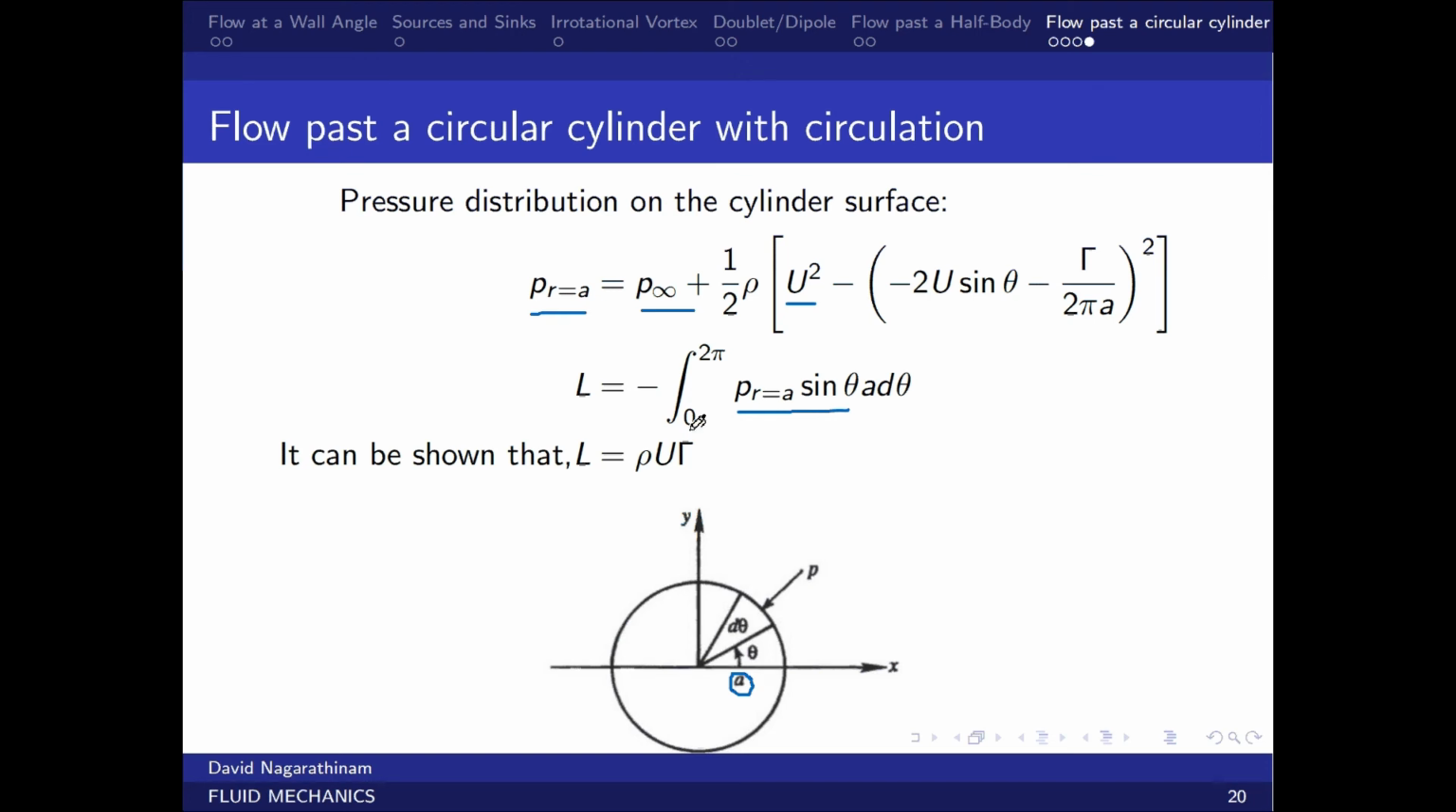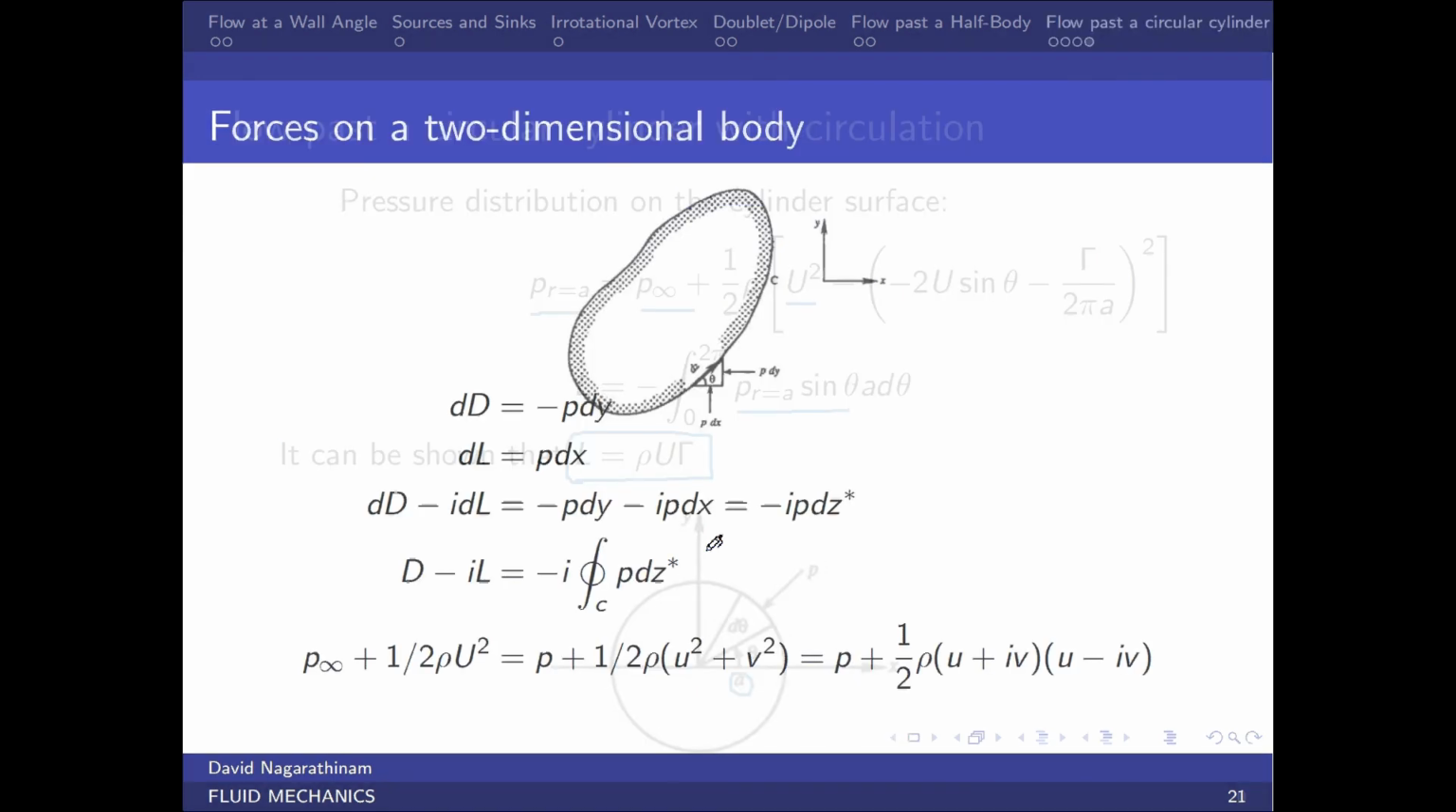Now, upon integrating this from 0 to 2 pi, we will get the component of force due to the pressure that is exerted on the circular cylinder. Now, such a lift force, the force in the y direction, is going to be represented by rho U kappa. Here, kappa is the circulation that is introduced due to the presence of the vortex.